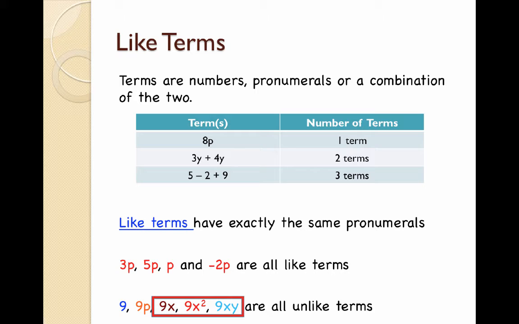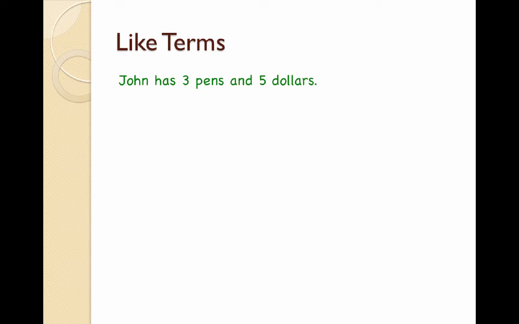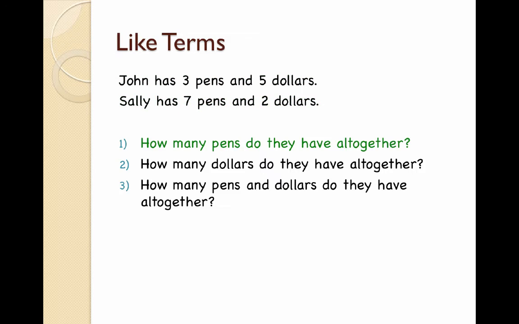So what's the point in knowing what a like term is and what an unlike term is? Well, let me show you an example in real life to show you what we can do with like terms and unlike terms. Let's pretend we've got this guy John who has 3 pens and $5, and this girl Sally who has 7 pens and $2. I want to know how many pens they have altogether, how many dollars they have altogether, and then how many pens and dollars they have altogether.